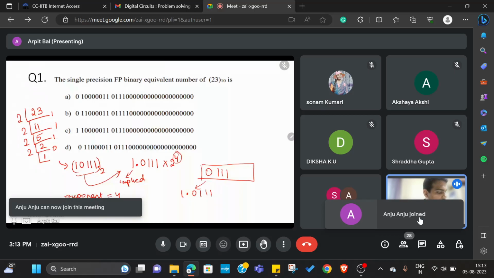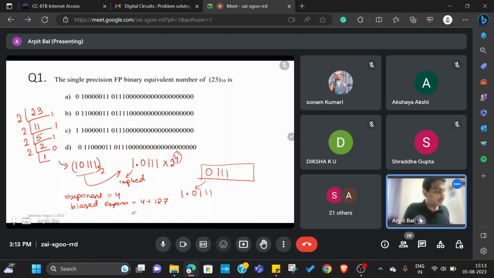Okay, so the bias exponent is 4 plus 127, or we can write it like this: 0 1 0 0, and just append the number of zeros before this, and we have positions 0 1 2 3 4 5 6 7. Okay, and it will be 1 0 0 0 0 0 1 1. So this is our exponent, sorry, this is our biased exponent in 8 bits representation.